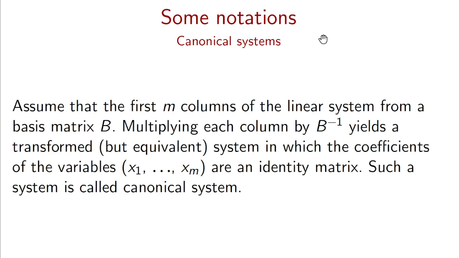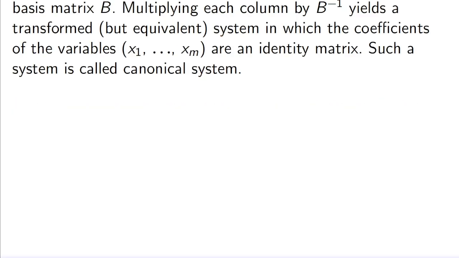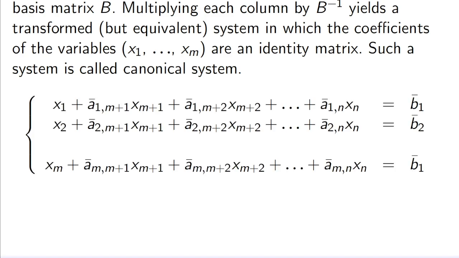Canonical system. Assume that the first m columns of the linear system form a basis matrix B. Multiplying each column by the inverse of B yields a transformed but equivalent system in which the coefficients of the variables form an identity matrix. Such a system is called a canonical system. So this is the canonical system that we will get.